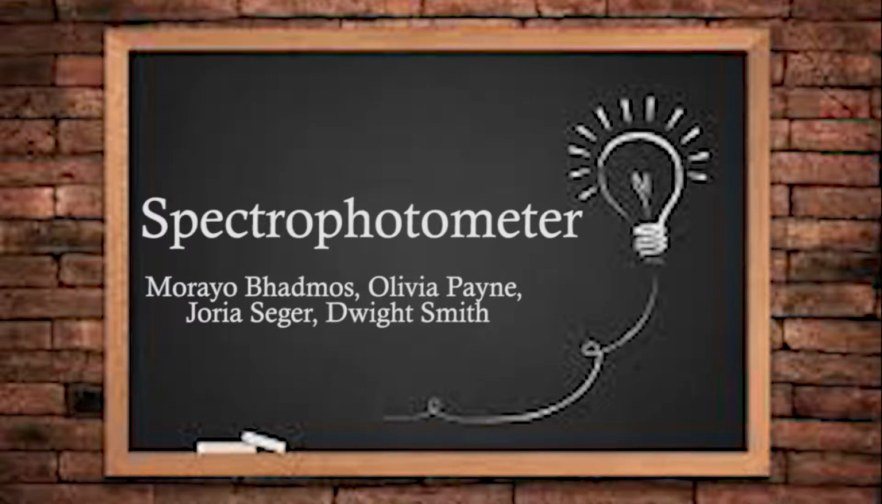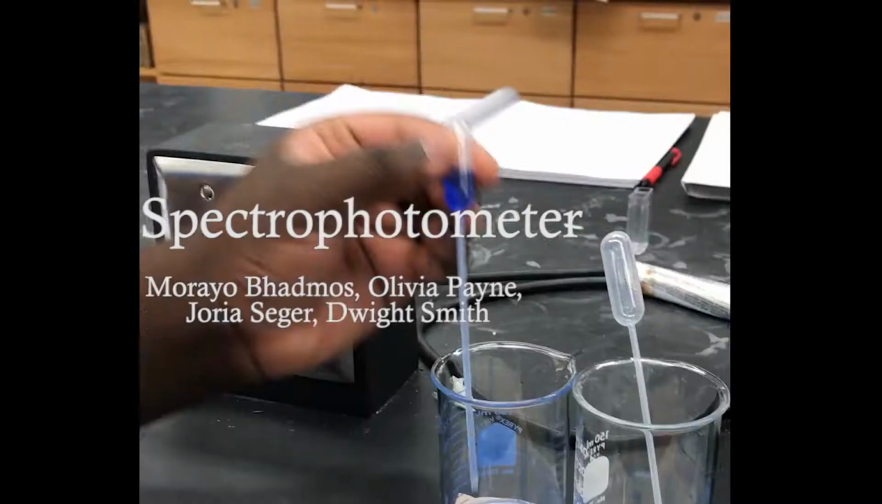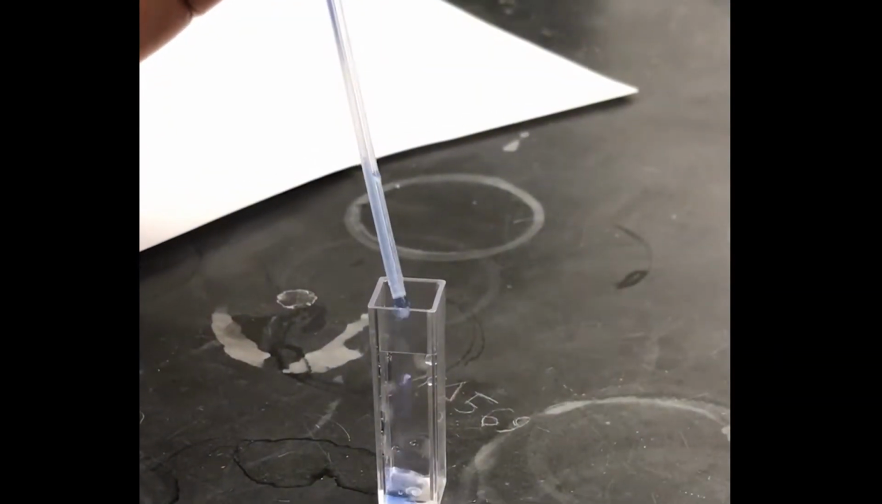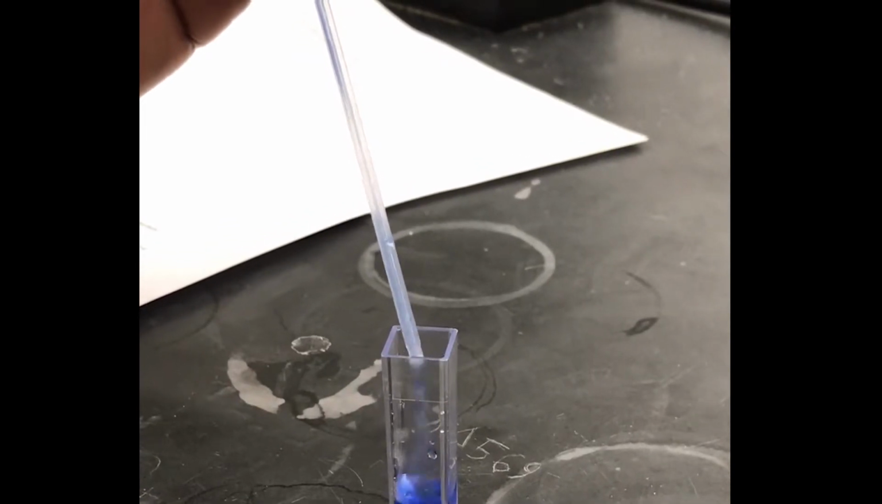In today's video, you're going to learn how to use a spectrophotometer and its results to determine the concentration of an unknown solution. Let's get started. Before using the spectrophotometer, a set of dilutions with gradually decreasing concentration should be made.